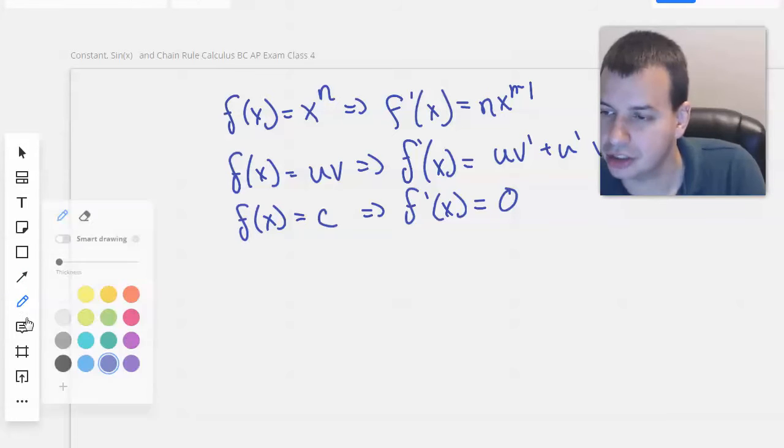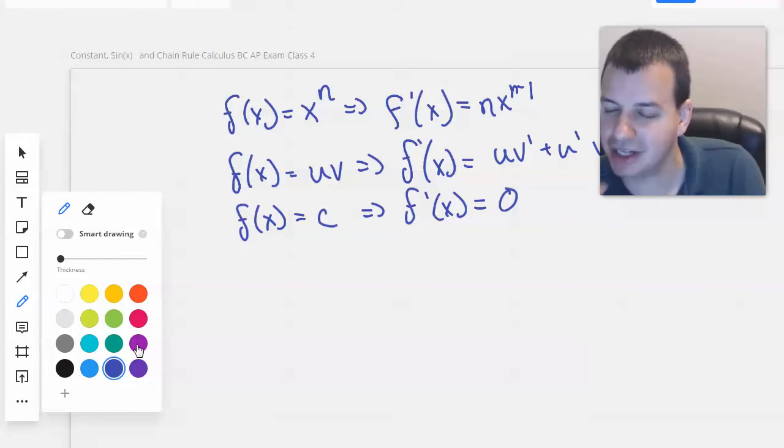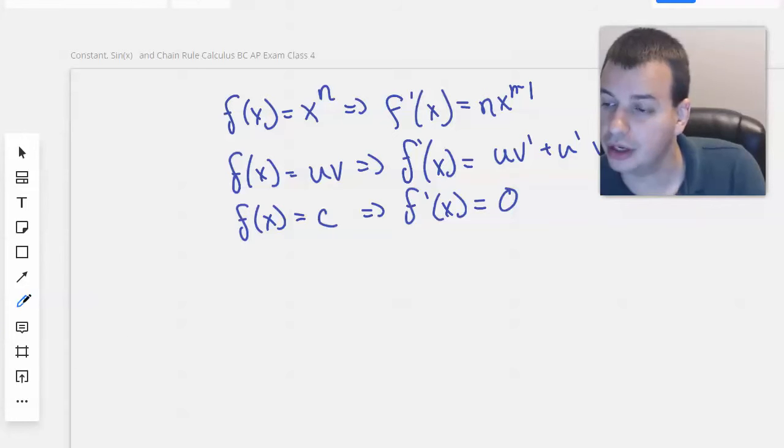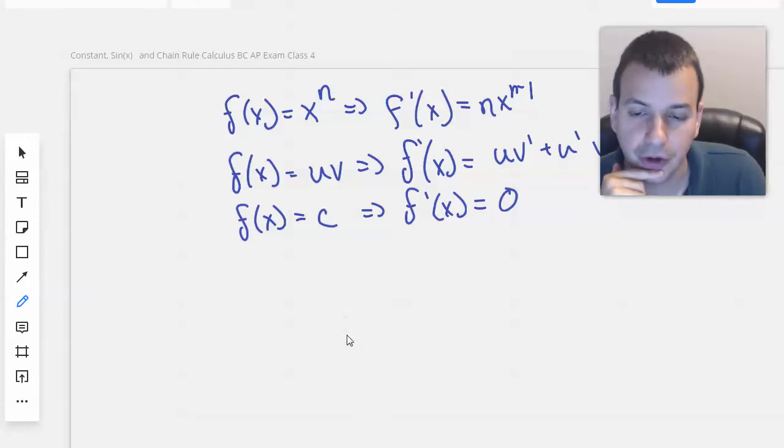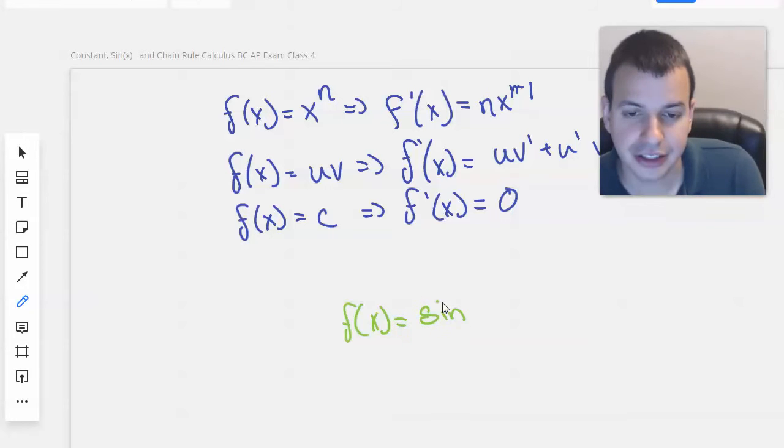Okay, so now on to sine of x. Let's change colors. I always spend a lot of time in this corner here. Yeah, no, I like that corner. It's a good corner.